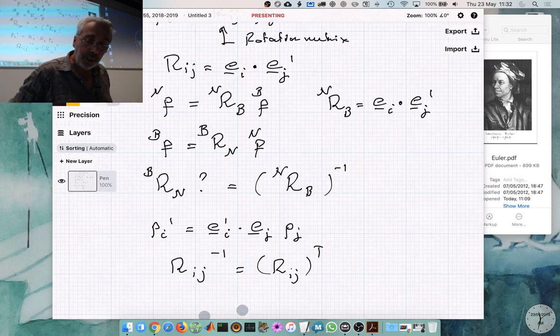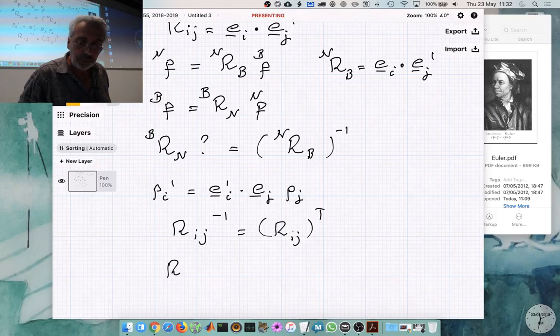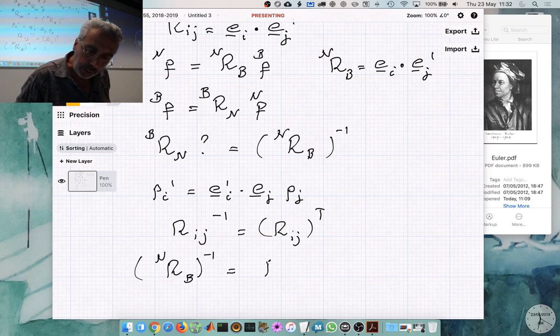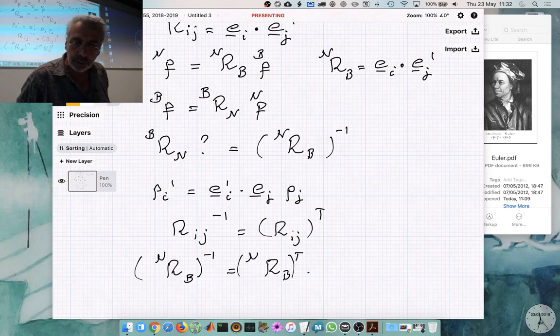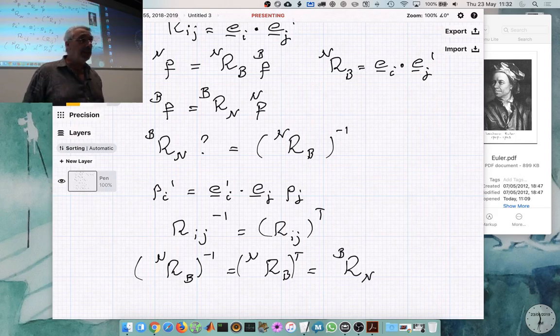Or in other words, if we have one of these mappings, for instance from the body frame to the inertial frame, and I want to know what the inverse is, then that's simple, the transpose of this matrix. And that is then the transformation from the inertial to the body frame. So that is a nice relation.